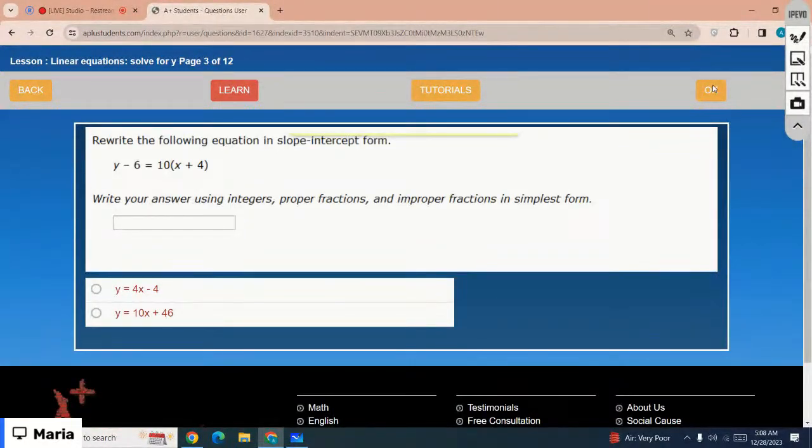Okay, now you have to solve the equation. Rewrite the following equation in the slope-intercept form: y minus 6 equals 10x plus 4. How do you solve it? Which is the correct option? Just solve and write the correct option.